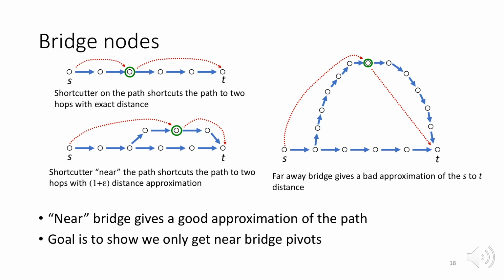The third case is that the bridge is far away from the path, and this is not a good case for us because it gives a bad approximation of the S to T path distance. So a near bridge would give a good approximation of the path, and that's what we want. So my goal is going to be to show that we actually only get near bridge pivots.